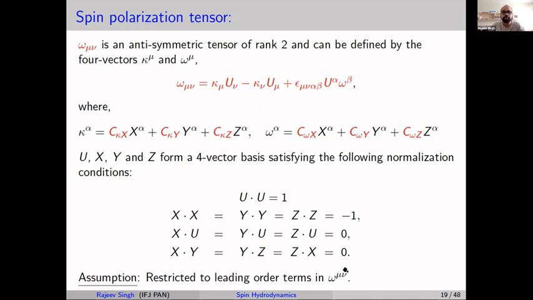But if I take more than the first order, then this will induce an anisotropy in the system. That we do not want to have right now, maybe in future, but not for now. We will just have the first order term in omega mu nu.